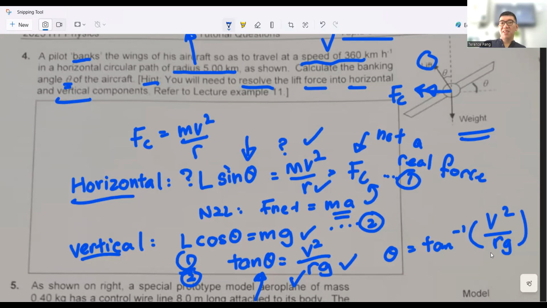Now, another thing I want you to check: did you convert your units? Because you have kilometers per hour here, and you have kilometers here. Did you convert your units? SI units only. It must all be in SI units: meters per second and meters. So do it, and you should be able to get the answer for this one.